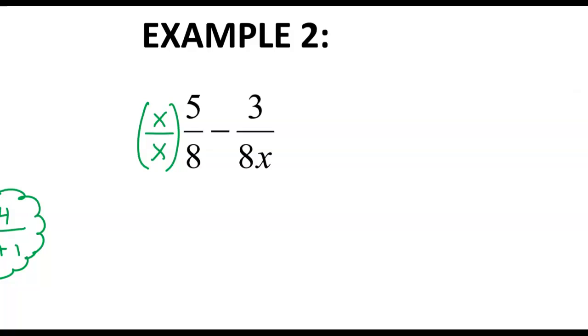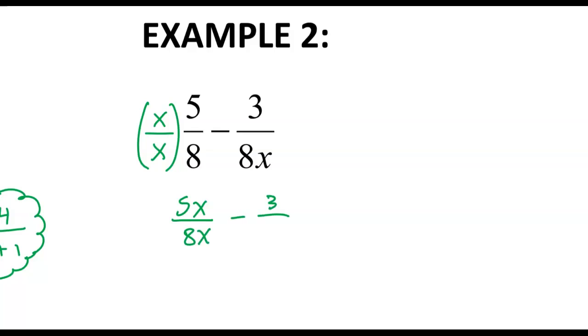Because if we just multiply the denominator by x, you would be changing the value of this fraction. So we need to multiply by something that's equivalent to 1. x over x reduces to 1. I am abiding by math rules. So now we have 5x over 8x.